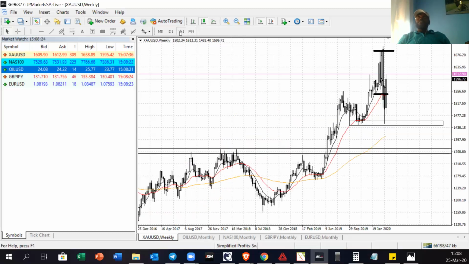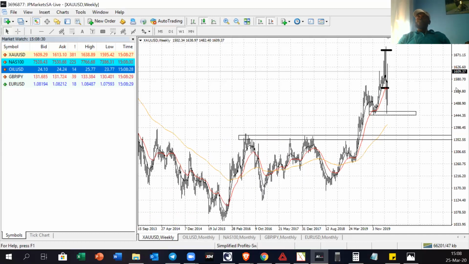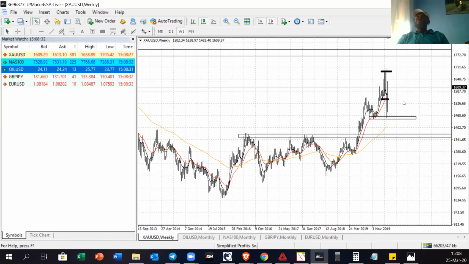Drop down to the weekly chart. The weekly chart is telling me a story. First things first, price is above the 100 moving average for the last 100 weeks. Price has been bullish, and for the last 21 weeks it has still been bullish. So this is me just reading the moving averages.